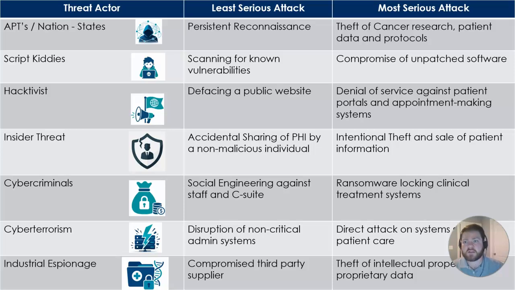For the nation state threat actor, the least serious type of attack is persistent reconnaissance, or living off the land: staying on our systems, using our own resources, and acting in a way that seems normal to our systems in order to avoid detection. Their most serious attack type could be the theft of our cancer research, our patient data, and our protocols.